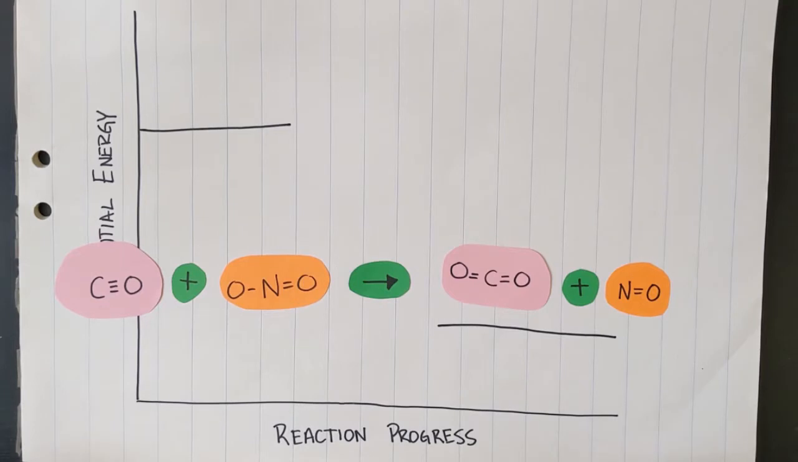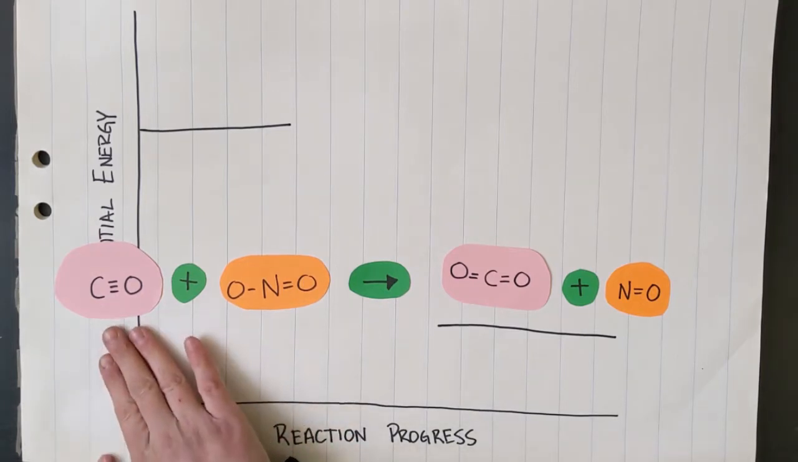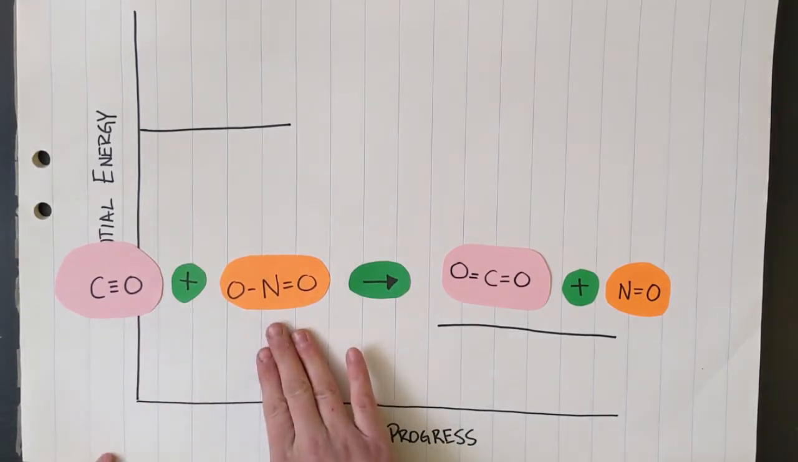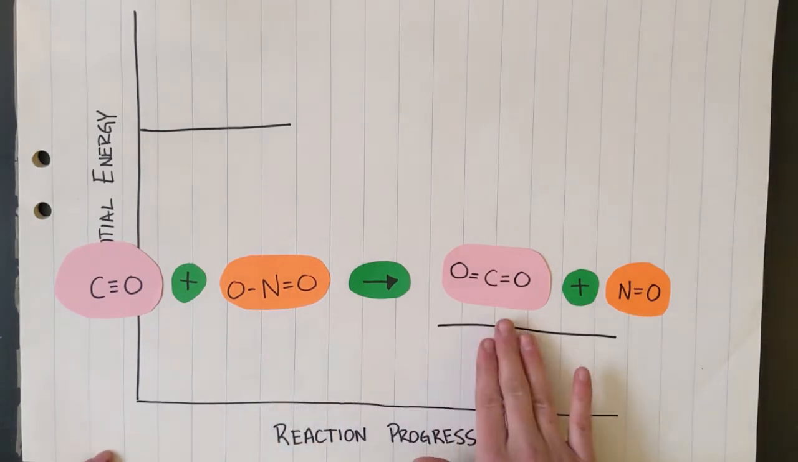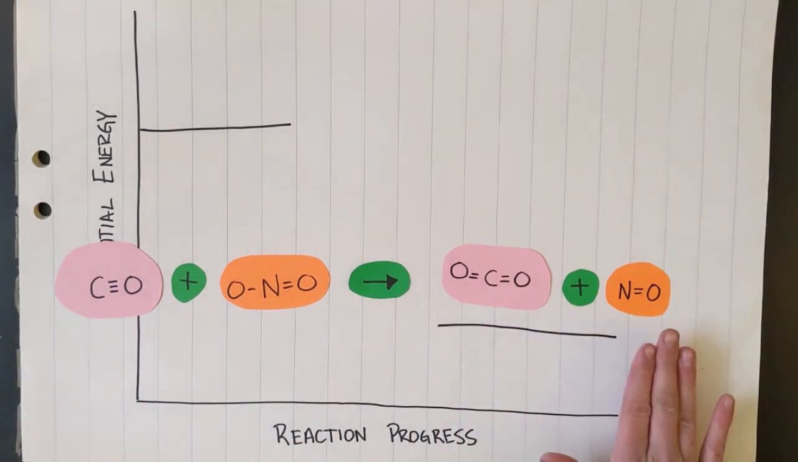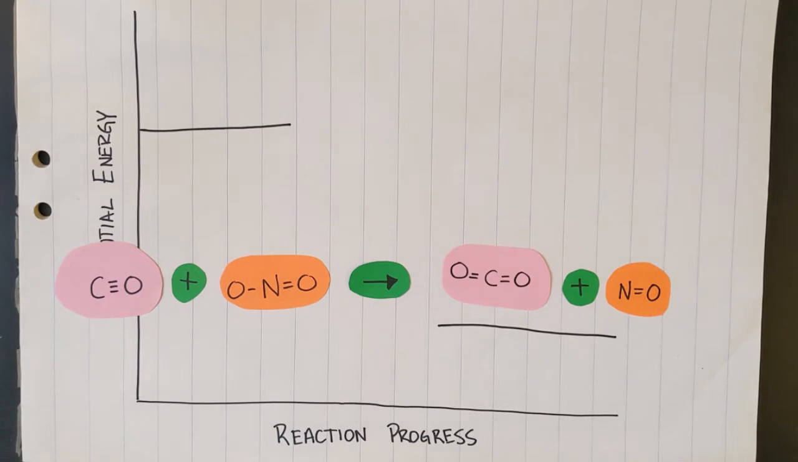So today we're going to talk about activation energy. We've looked at potential energy diagrams, but so far we've just considered the general overall shape of the diagram. And there's a little bit more to it than I've actually explained to you so far. So let's consider a reaction. We've got carbon monoxide reacting with nitrogen dioxide to give carbon dioxide and nitrogen monoxide.